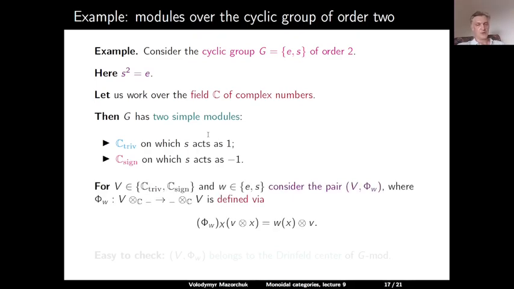For any of these two modules, denoted V, and any element W in our group, consider the pair V, phi W, where phi W is a natural isomorphism from V tensor with something to something tensor with V, defined as follows. If we evaluate phi W at some vector space X and apply it to the element V tensor X, then we should get W applied to X tensor V. And it is very easy to check that this element belongs to the Drinfeld center of G mod.